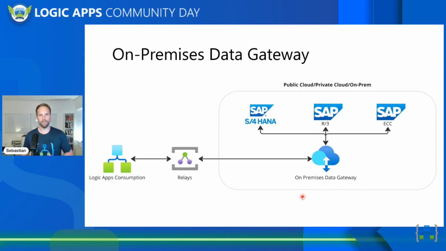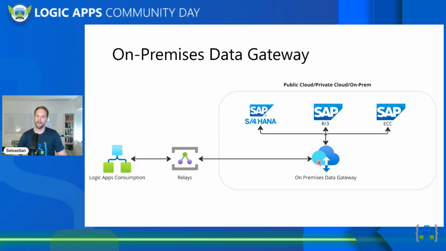If you don't know what the on-premises data gateway is, as you can see on the left side, we have the Logic Apps Consumption deployment model here. We have our workflows. And if we want to connect to our SAP systems, you can see at the top here, it's the S/4HANA, R3, or ECC. We need to install the on-premises data gateway near these SAP systems. Near means when we install the on-premises data gateway, which is software which comes from Microsoft, you need to install it in a network where you can reach the SAP systems.